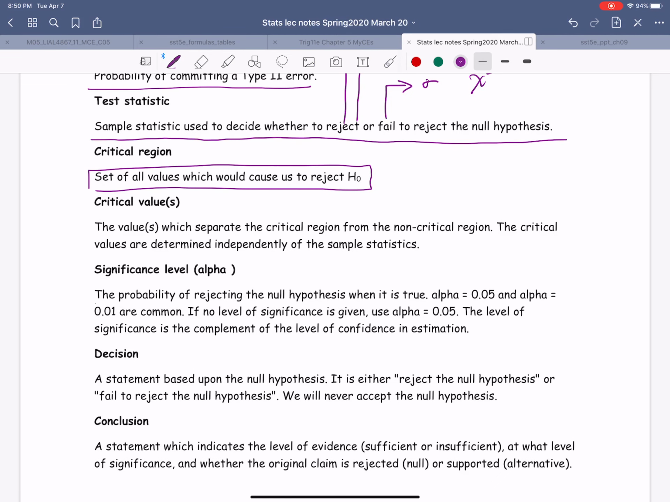Significance level alpha is the probability of rejecting the null hypothesis when actually it is true. Alpha is usually used as 0.05, which is 95% confidence level, or 0.01, which is 99% confidence level. If no alpha is given, we would go with 0.05. The level of significance is the complement of the level of confidence in estimation.